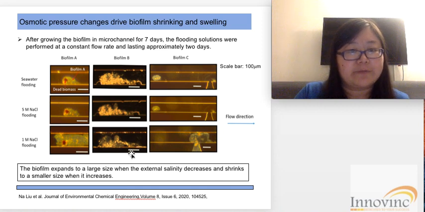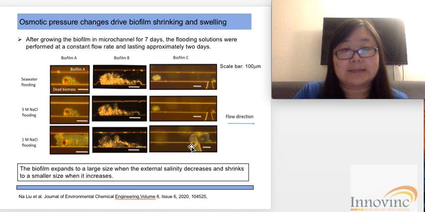But biofilm B did not expand to a large size because a lot of detachment happened. Biofilm C already detached from the original place and resettled in a new place. So from the images we can see the biofilm actually deforms according to the change of the external salinity.